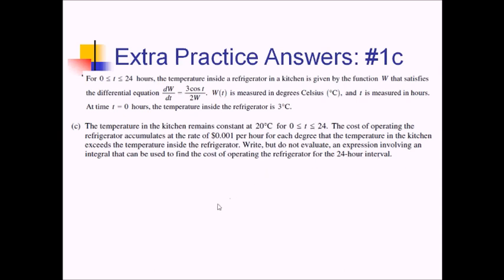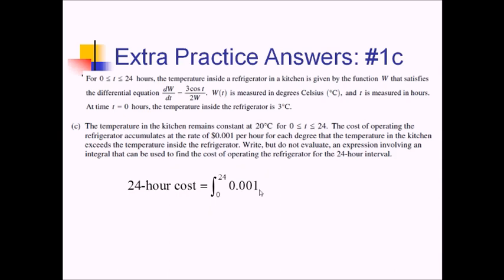Well, we need an integral, and it would make sense for it to go from 0 to 24, because that's the time we want to find that cost over. Next, what are we adding up over that interval? So we have to have a function for figuring out the cost of the fridge at any given point in time. So we're told that it's going to be 0.001 per hour, so let's put that in there. And what do we have to multiply that by?